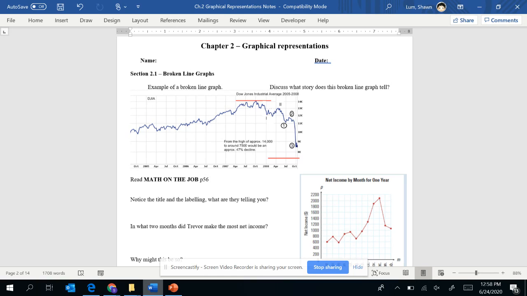The first graph that we're going to be talking about are broken line graphs. And broken line graphs are kind of these lines here that go up and down and are all connected and all that kind of stuff. And they can tell us a lot about what is being discussed. And we use graphs a lot in the world.